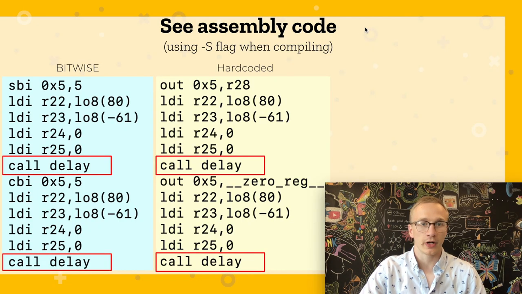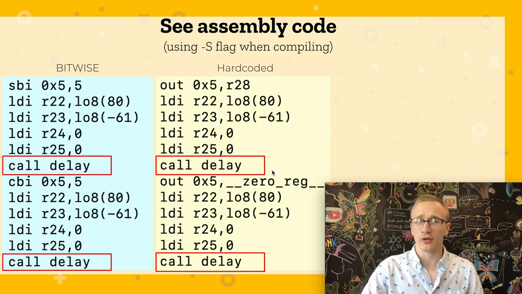This is a small program, so it was really easy to find the chunk of code that I was looking for. It really stood out because you could see that delay was called twice. So this chunk right here is where I turn the pin on, then I call delay, I turn the pin off, call delay a second time. Same thing goes on over here: turn the pin on, call delay, turn it off, call delay.